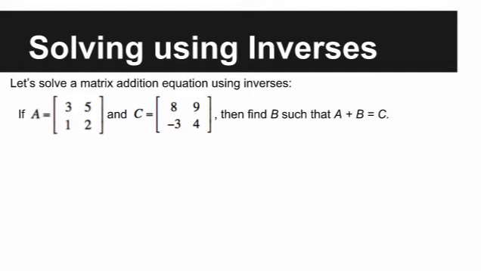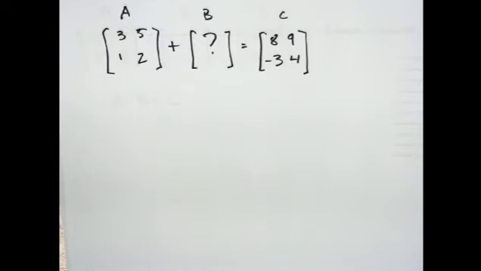This video continues the previous video, which was about the identities and inverses of matrices and how we go about using them. This video will focus on solving equations that use those inverses. To start off, we have a matrix addition equation. Matrix A plus some matrix B is supposed to equal matrix C. Our goal is to find out what matrix B is. So let's take a look.